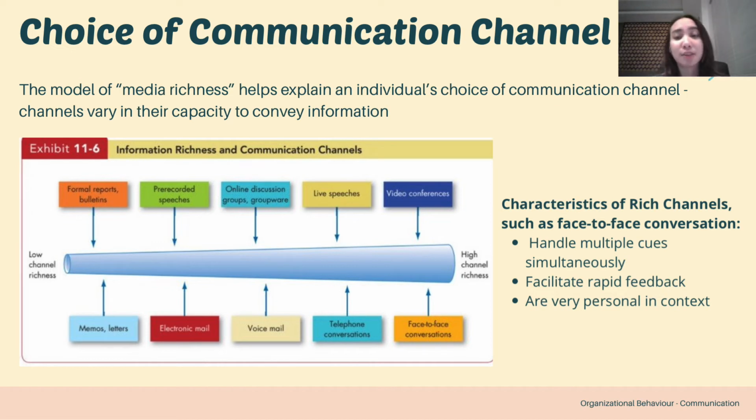Here are the characteristics of rich channels, such as face-to-face conversation. The first one is that they handle multiple cues simultaneously. The second one is that they facilitate rapid feedback. And the last one is that they are very personal in context.